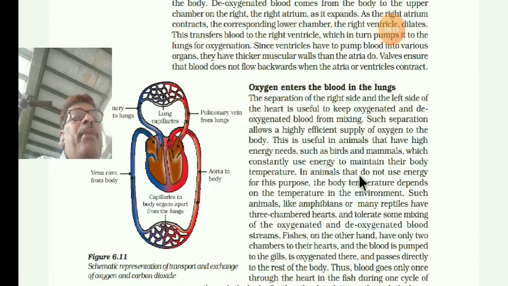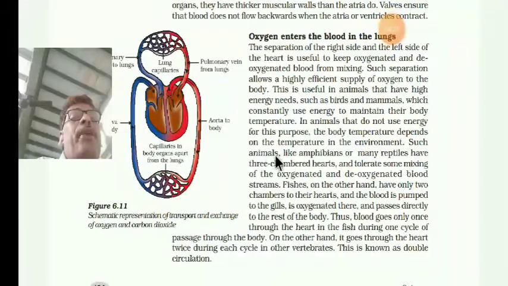In animals that do not use energy for this purpose, the body temperature depends on the temperature of the environment. Such animals are amphibians, which live both on land and in water, and reptiles, the animals which crawl on the abdomen using short legs or on the belly. For example, snakes and lizards.